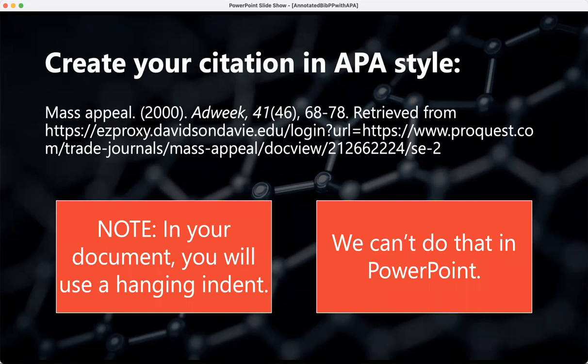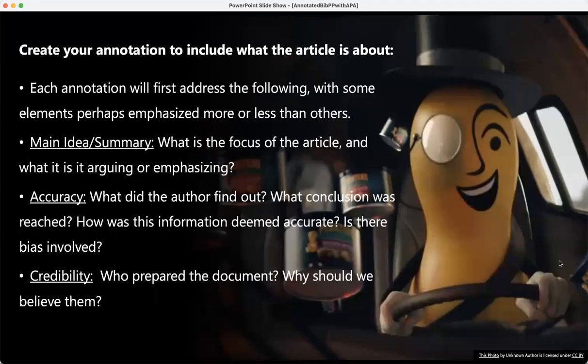So you'll have a hanging indent. I can't do that in PowerPoint, but this is an example of a citation minus the hanging indent. That's what your citations look like. Then we have the annotation piece, and you're going to make sure that you include a few different items in your annotation, in your notes about the article.